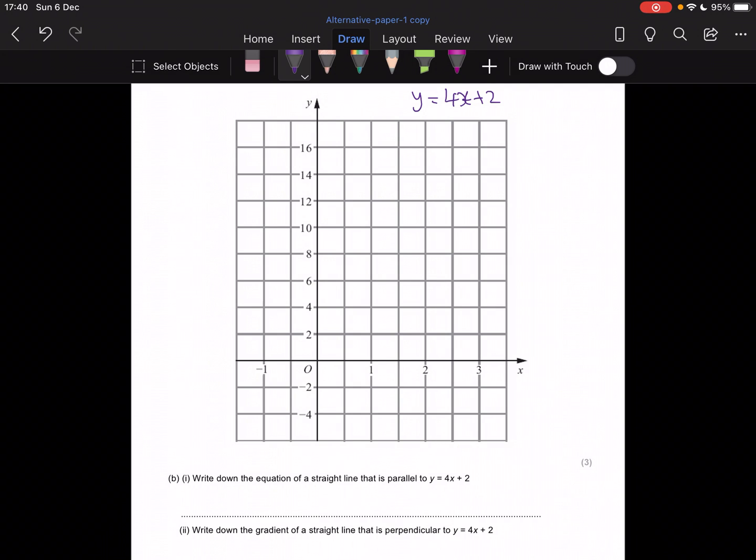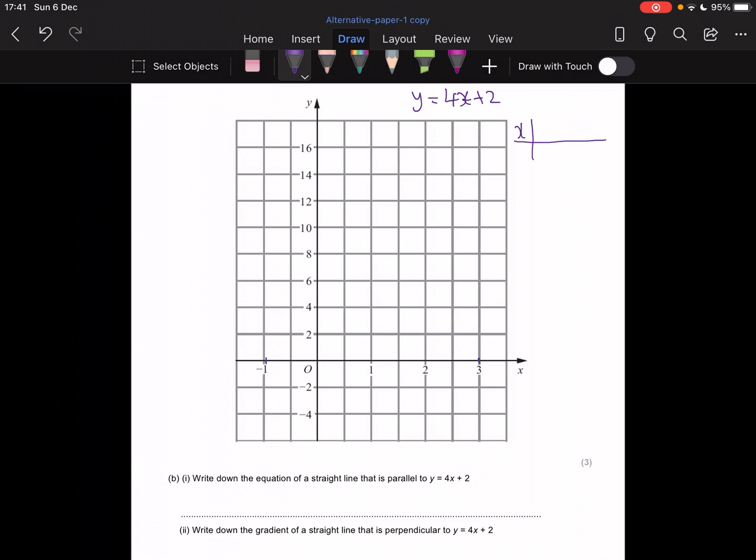Hello again. So this is the last one I think you guys wanted from that particular paper. It's question number 20. I'm going to start it from the beginning just because it's asking me first of all to draw the graph of y equals 4x plus 2 for values of x between minus 1 and 3. So here they are.